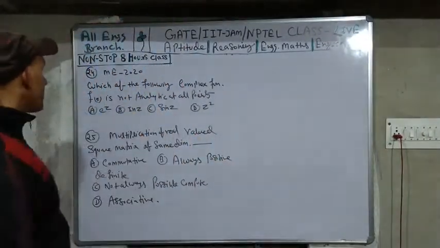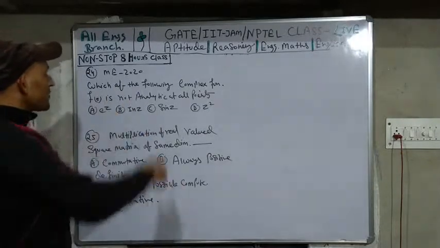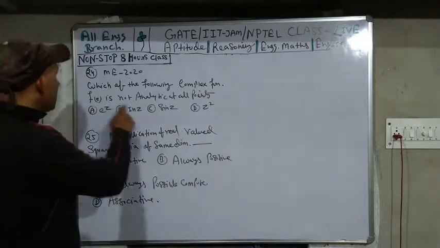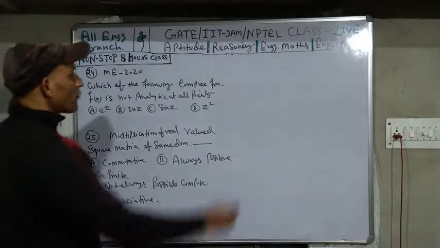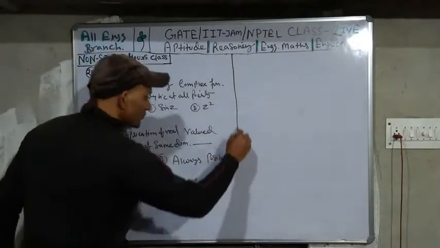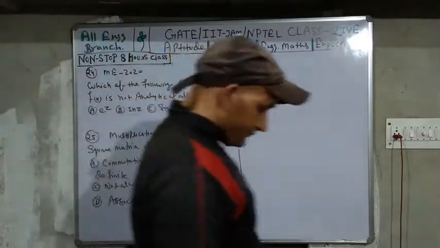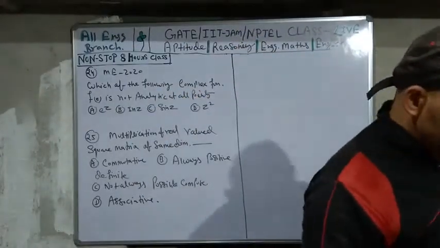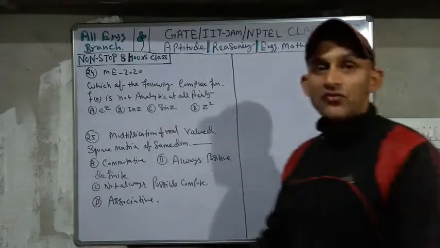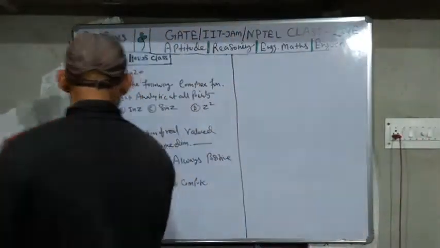It came in Mechanical 2020, and it asks which one of the following complex functions f(z) is not analytic at all points. So they are asking, please discuss more. Okay, no problem, I will discuss. I will give you one trick, a very small trick.